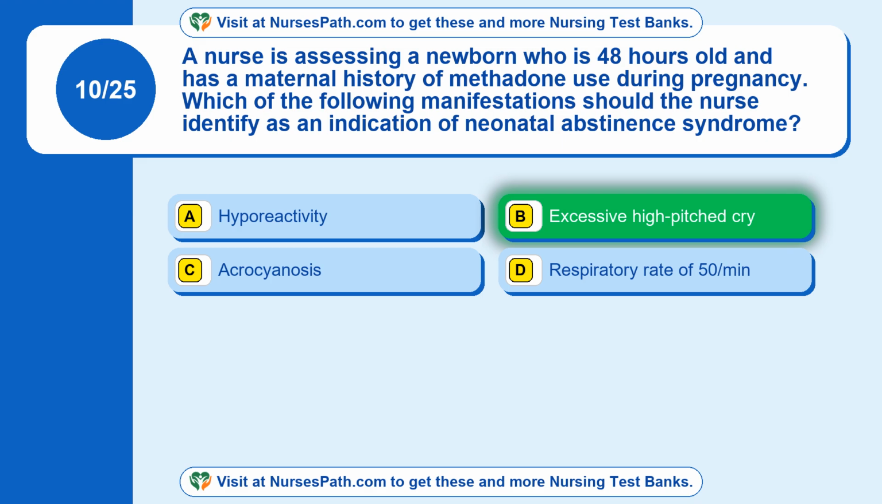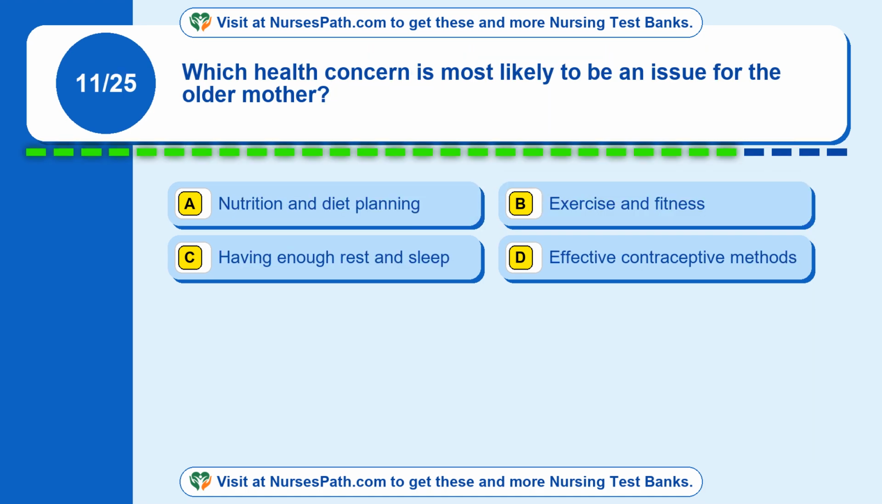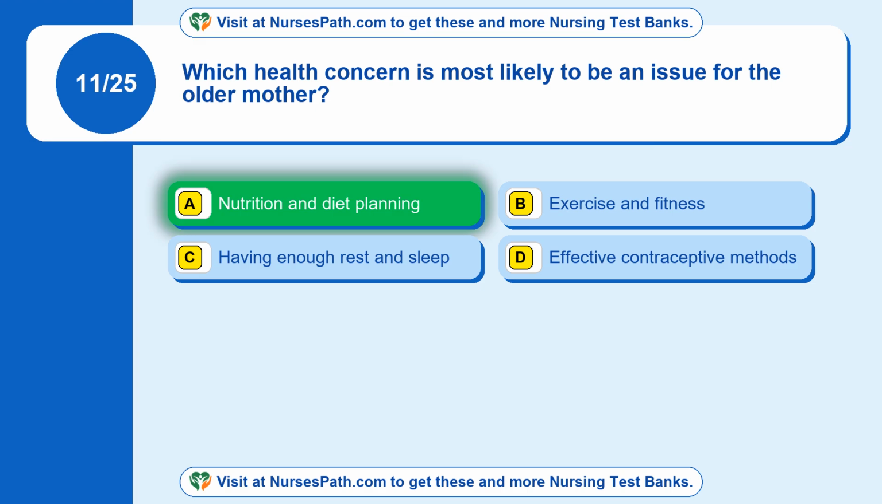Excessive high-pitched cry. Neonatal abstinence syndrome, NAS, occurs in newborns who were exposed to substances, such as methadone, while in the womb. Question 11. Which health concern is most likely to be an issue for the older mother? Option A. Nutrition and diet planning. Option B. Exercise and fitness. Option C. Having enough rest and sleep. Option D. Effective contraceptive methods. The correct answer is option A.